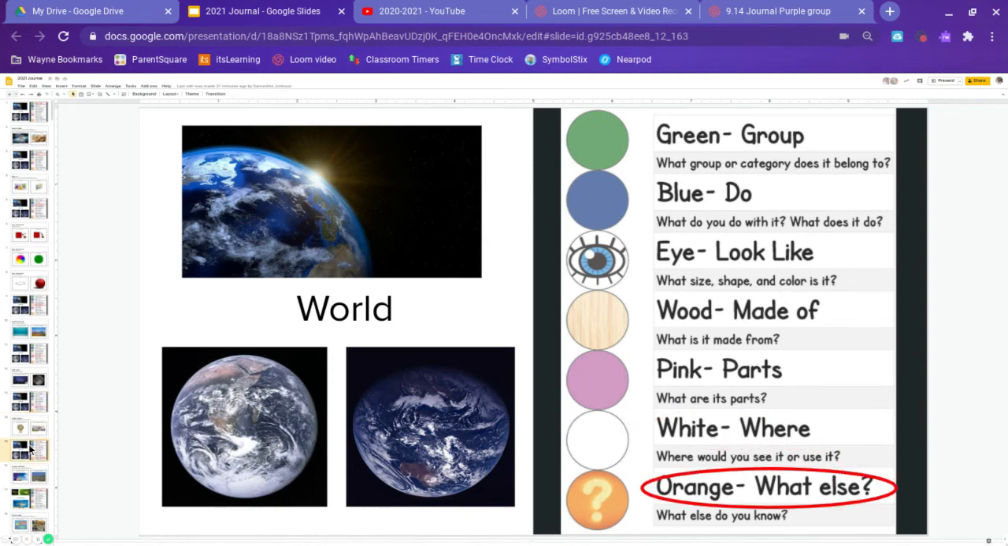All right, and then our last one is orange. And orange is, well, what else do we know about our Earth? So what else do we know about it? Think about this. Our world has two things that it revolves around. One that comes out during the day and one that comes out during the night. You could tell us about something that you know about those. You could tell us about how does the world move? How long does it take for the world to move in one complete circle? Think about those questions as you answer for orange.